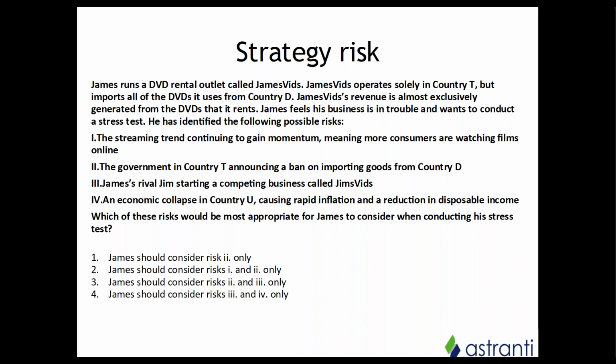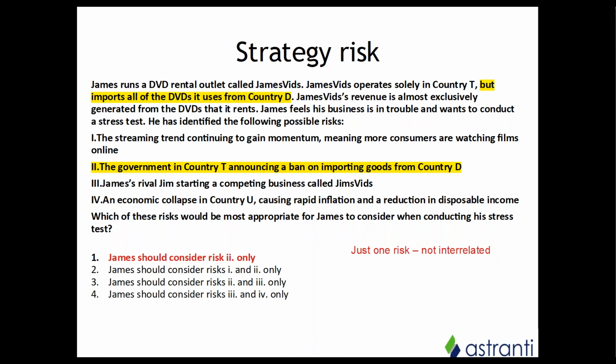So what we need to do is think about which risks he should look at, which risks he should analyze in order to give himself the best possible chance of mitigating the risks that are facing his business. So as before, we'll look at it in isolation. The first option was that he should consider risk 2 only. Now, not saying that risk 2 isn't a proper risk, isn't a risk that he should consider, but that is not the most appropriate option for him here because it's just one risk.